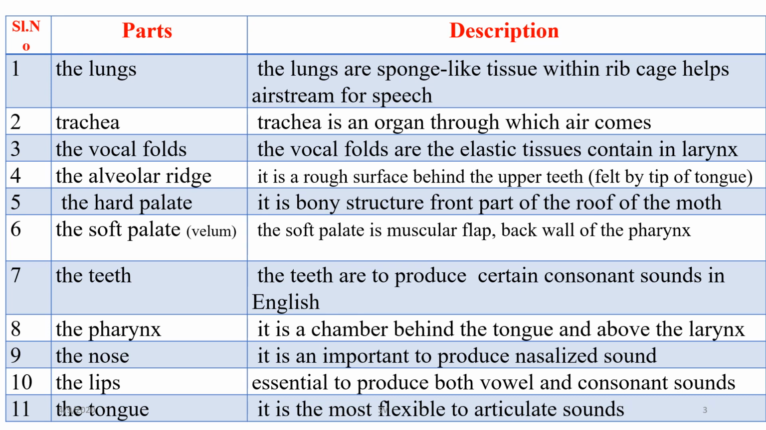Number seven, the teeth. The teeth are used to produce certain consonant sounds in English. Number eight, the pharynx. It is a chamber behind the tongue and above the larynx. Number nine, the nose. It is important to produce nasalized sounds. Number 10, the lips. The lips are essential to produce both vowel and consonant sounds. Number 11, the tongue. It is the most flexible organ to articulate sound.